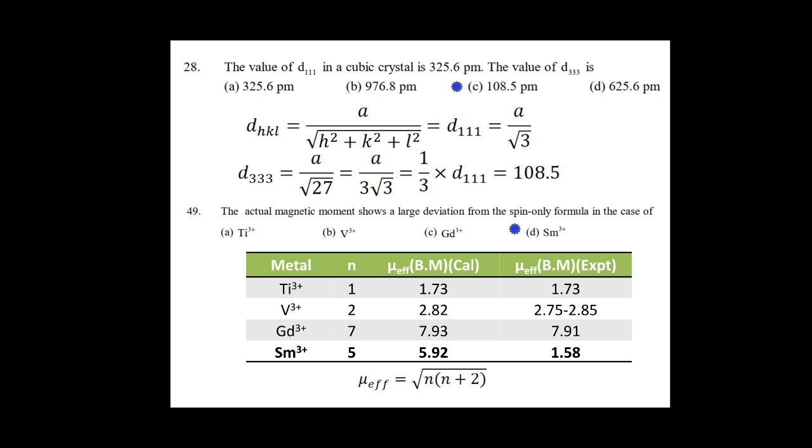Now if you see the last column, I have given the actual experimental value. For titanium the value is exact. For vanadium there is also not much deviation. For gadolinium also there is not much deviation. But for samarium the change is very large. So that means I cannot use the spin only formula to explain the magnetic properties of samarium 3 plus. So this is the answer for question 49. Samarium 3 plus shows the largest deviation from the spin only value.